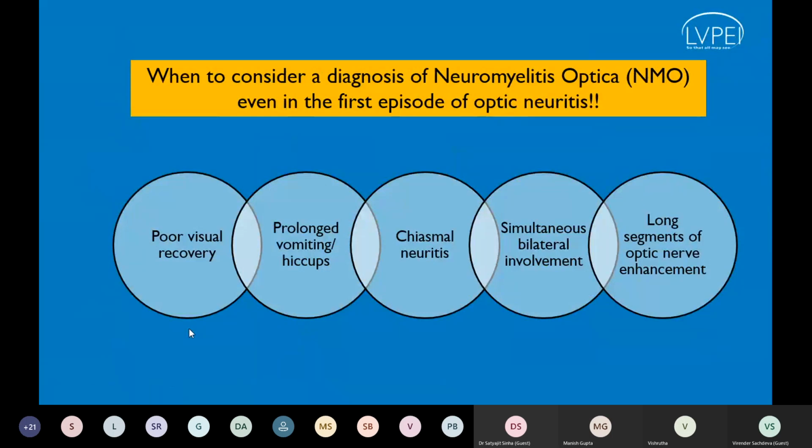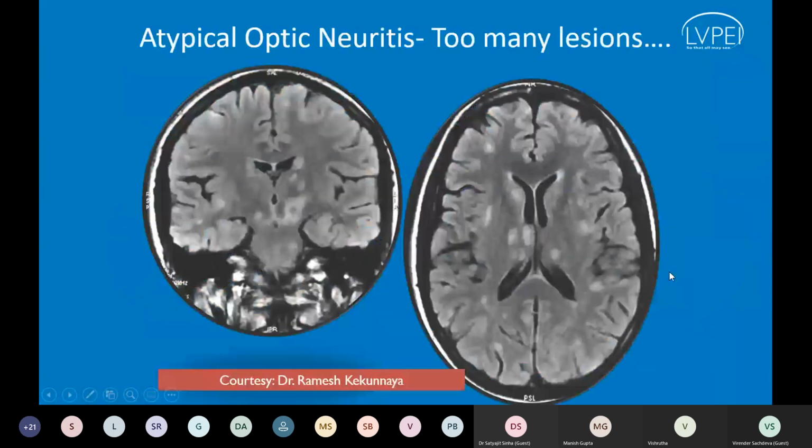We can consider a diagnosis of NMO even in the first episode of optic neuritis if there is severe vision loss, if there is poor visual acuity, if there is prolonged vomiting and hiccups, if there is chiasmal neuritis, like in the patient with the visual field we saw with a bitemporal hemianopic field defect, if there is simultaneous bilateral involvement, and if long segments of the optic nerve are involved.